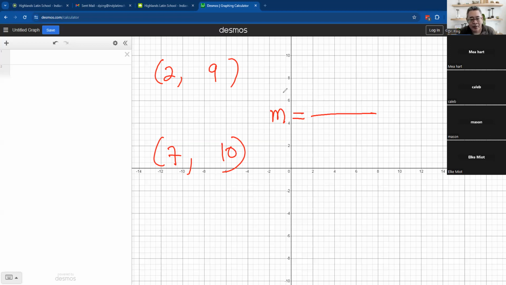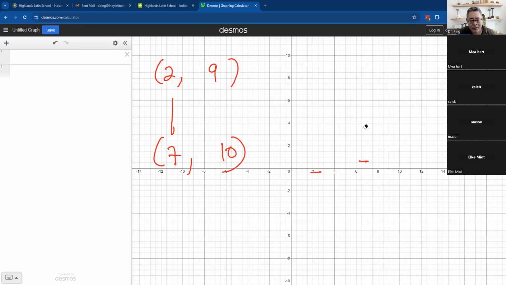Okay, so first of all, our slope, 9 minus 10 over 2 minus 7. Then we got minus 1 over minus 5, so 1/5. So we find that. Another way you can find it is you can always graph it.